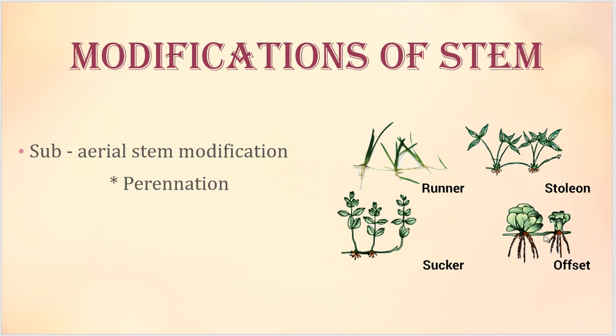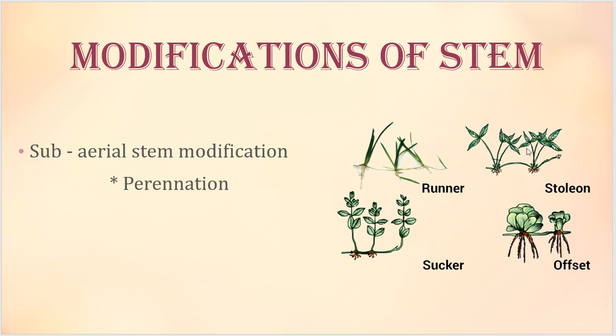And the next one is offset. Offset is generally a very thick and very stout one. And here too, the nodes and internodes would be very few and very small. Generally, you can find offsets in free-floating plants. The best known example for offset is Eichhornia, Pistia kind of plants, which come under this category. Okay, so offset is very stout and thick.